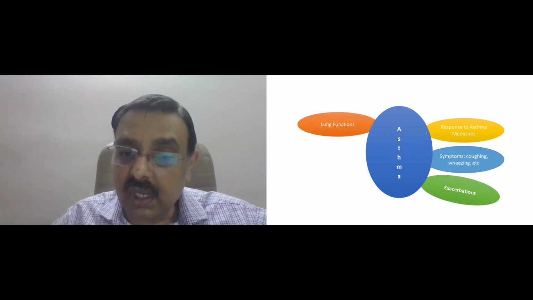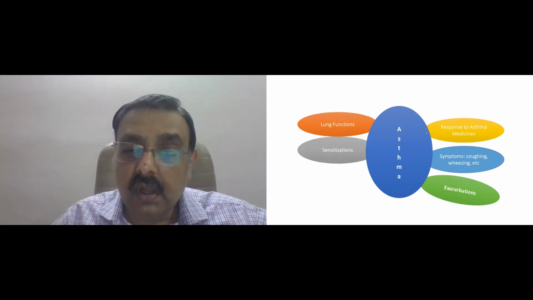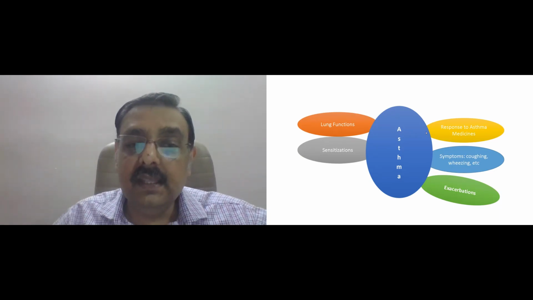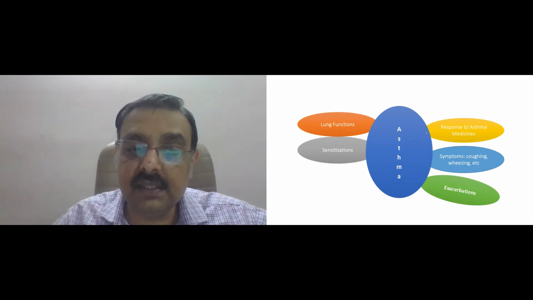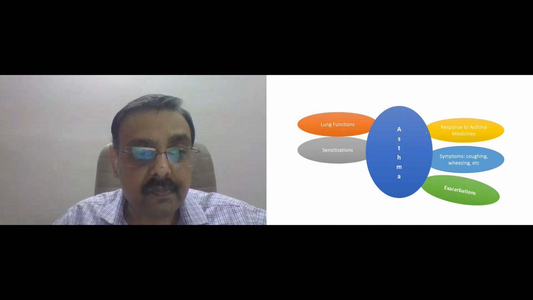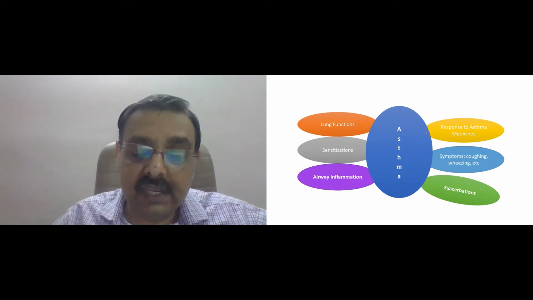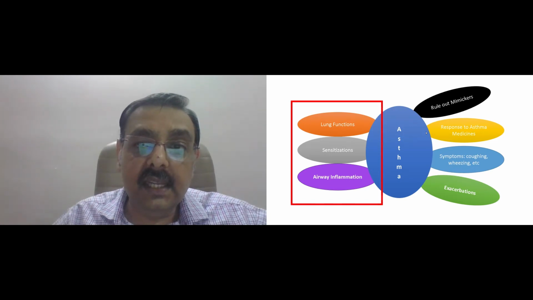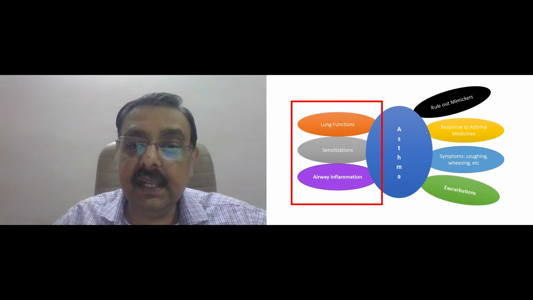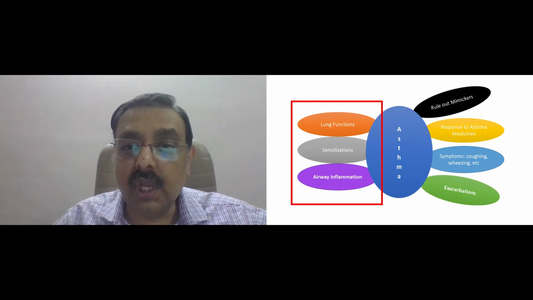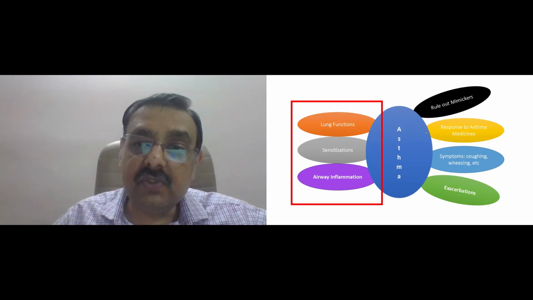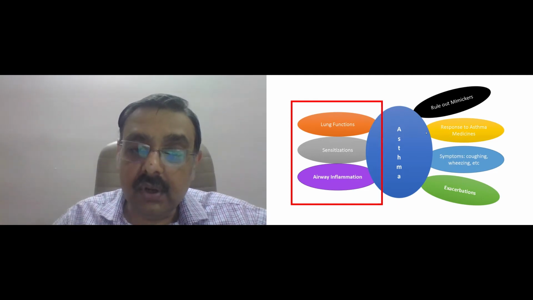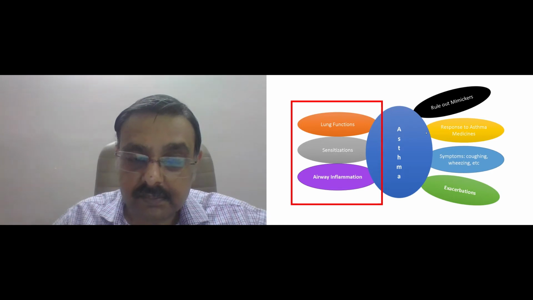But we hardly do lung functions. We hardly look at sensitizations. What is the basic reason why this asthma is happening? Is it actually an allergic asthma or a non allergic type of asthma? And we almost never look at the amount of airway inflammation which is happening. Right? These are the things which we'll talk about in detail. And simultaneously, we are trying to rule out mimickers of asthma, which is extremely important, because all that wheezes is not asthma.